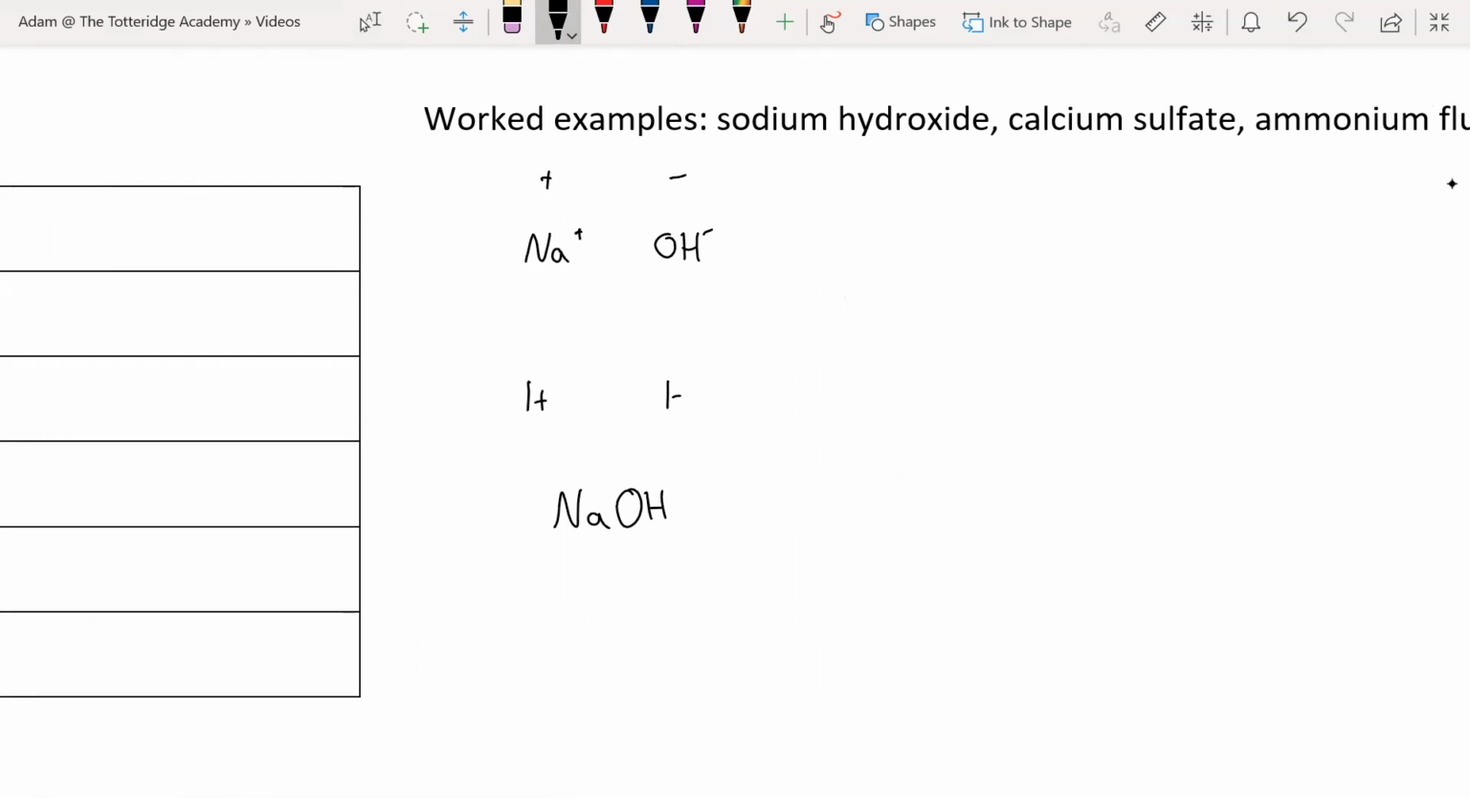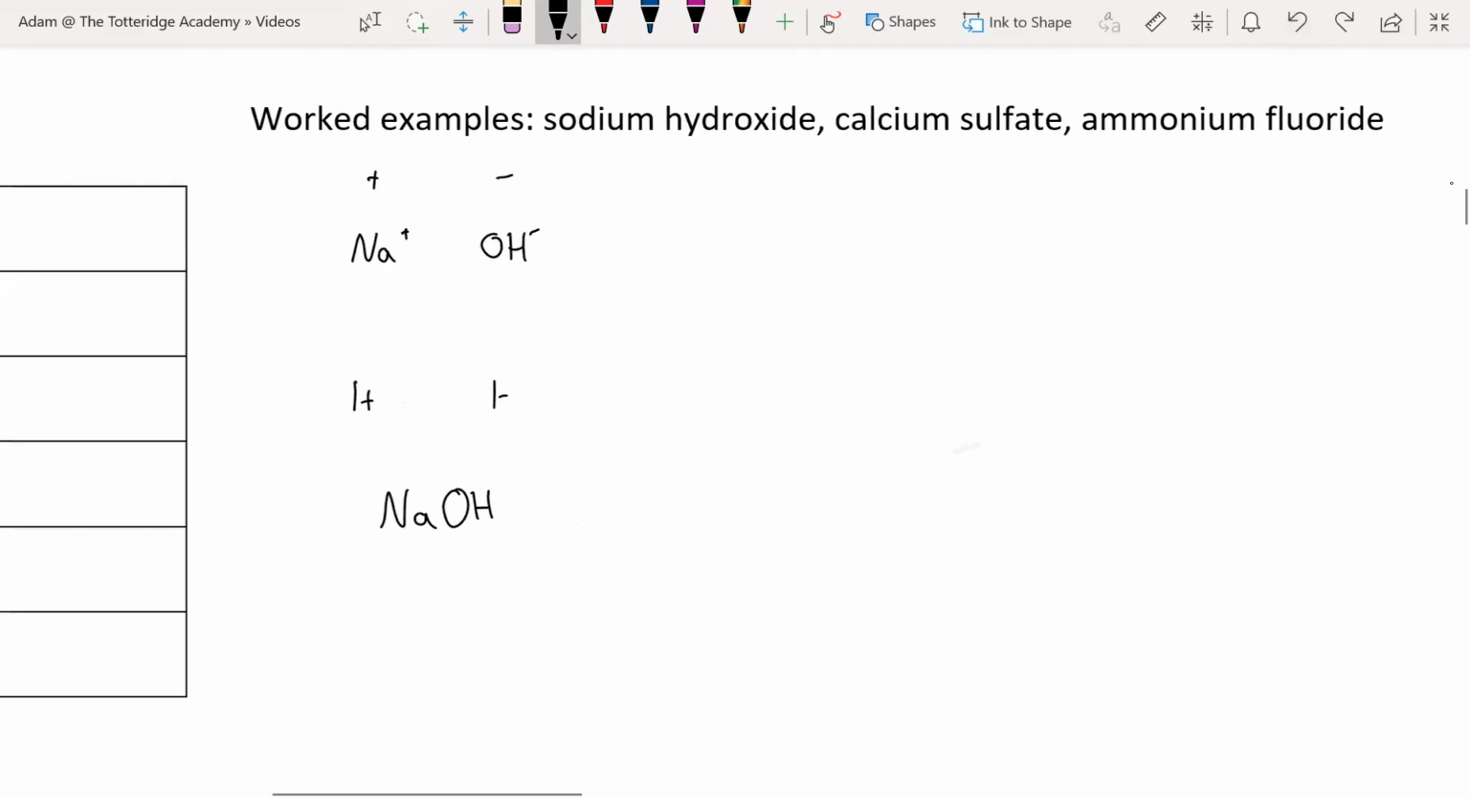We actually always write the positive ion first. And again, you notice I haven't written any charges in. It's just very simple, done. So if you write NaOH- or Na+OH-, that would be wrong. Don't do that. We don't write the charges in once we've deduced the formula.